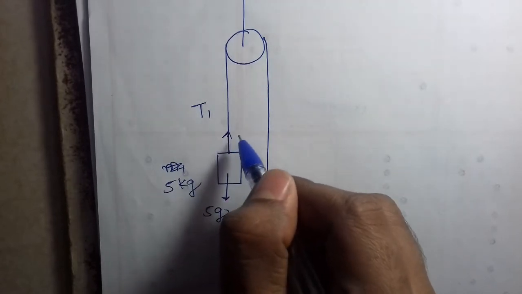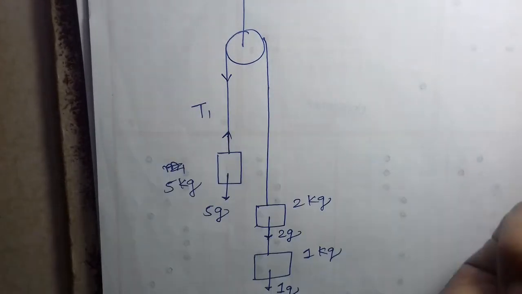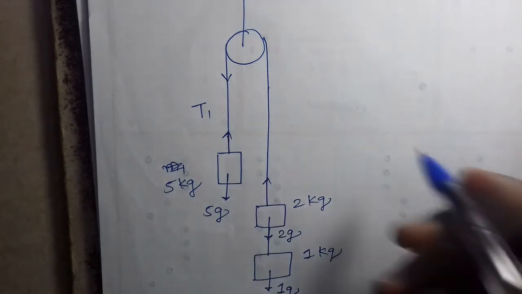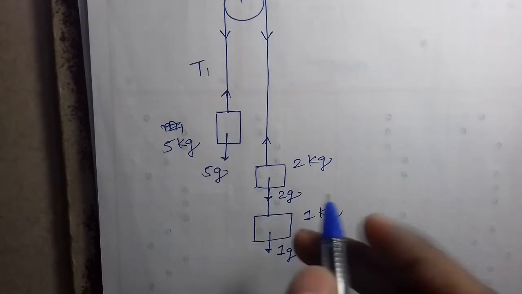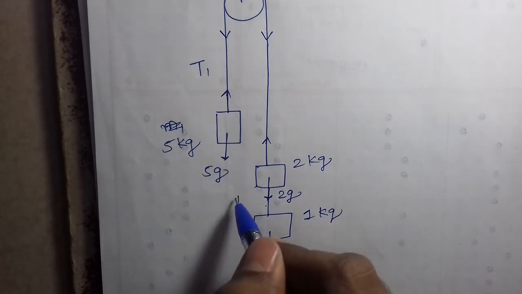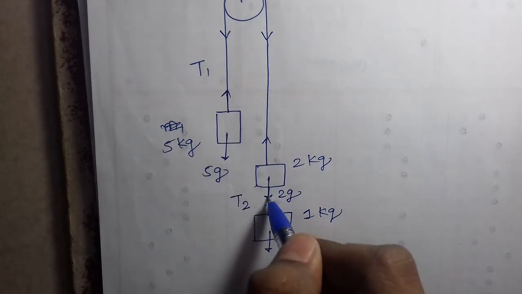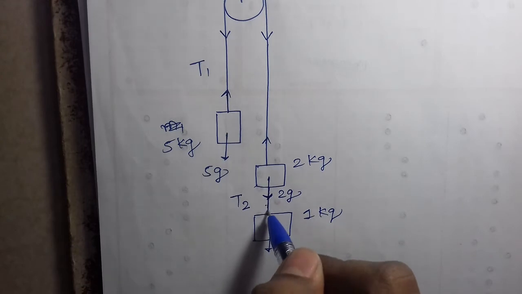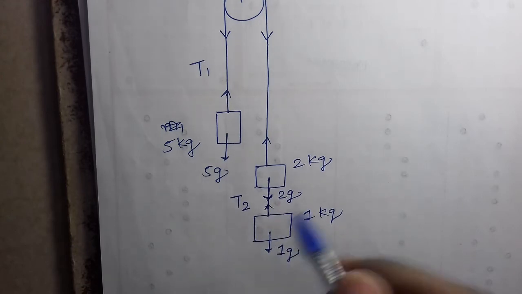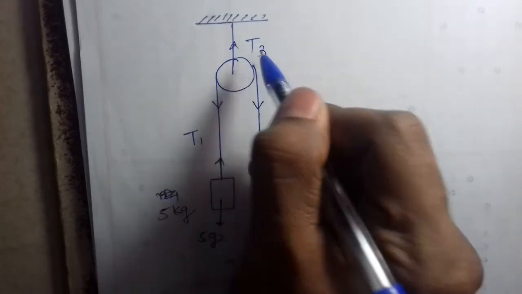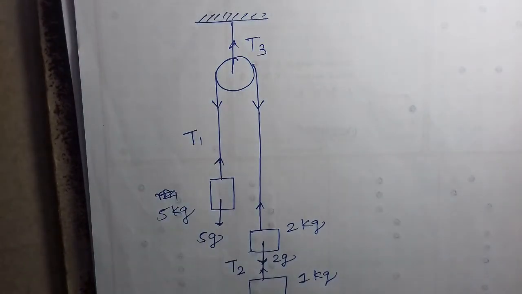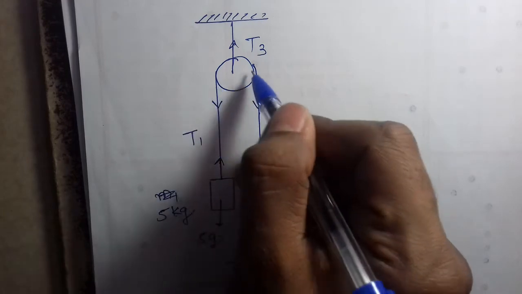So this tension is in upward direction, here tension is in downward direction, here tension is in upward direction, and here tension is in downward direction. Then tension in this string is different, let it be T2, on this mass in downward direction, on this mass in upward direction. Then tension here is in upward direction, that is different, T3. First we will write equation for pulley.